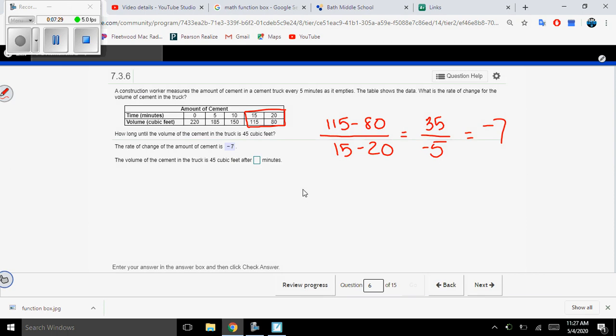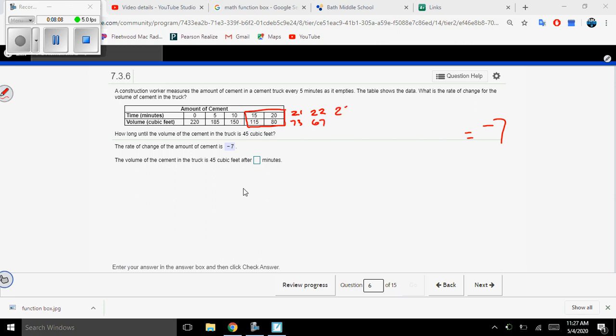Okay. And then the question is, the volume of the cement in the truck is 45 cubic feet after how many minutes? So knowing that you're going to lose 7 every minute, you could use that information. A couple different ways you could get here. Eventually, we're going to want you to think about this from an equational standpoint, I believe. But in this situation, we could say, all right, if I lose 7 at 21 minutes, I'm going to be at 73. At 22 minutes, I'm going to drop another 7, so I'm at 67.